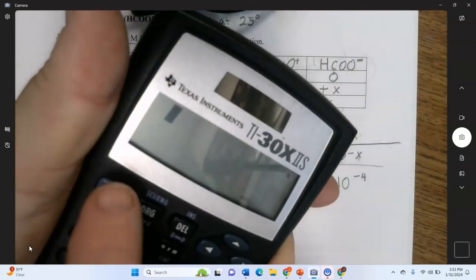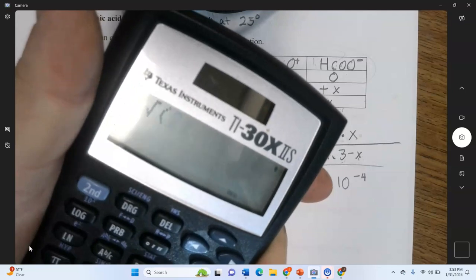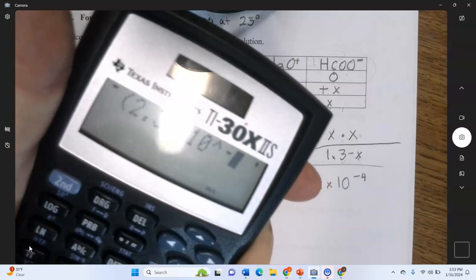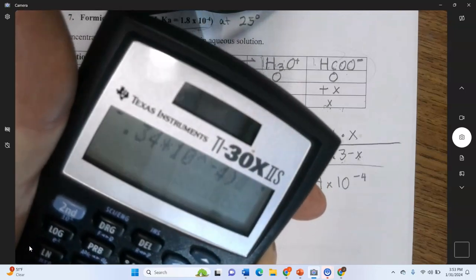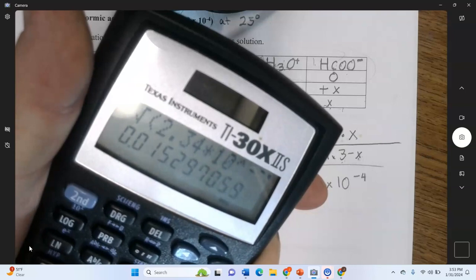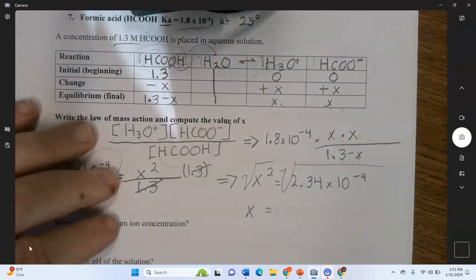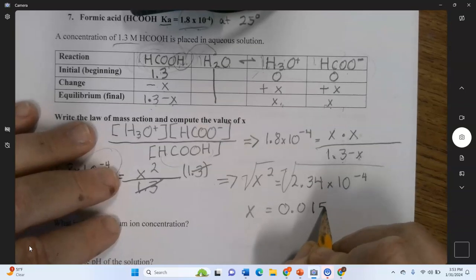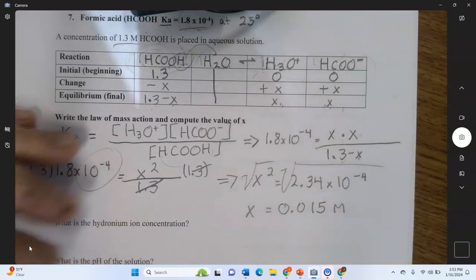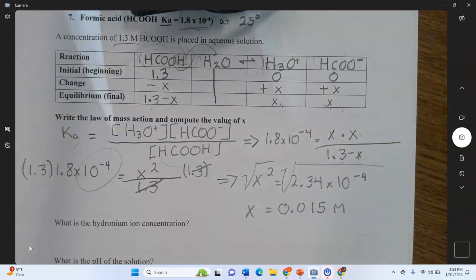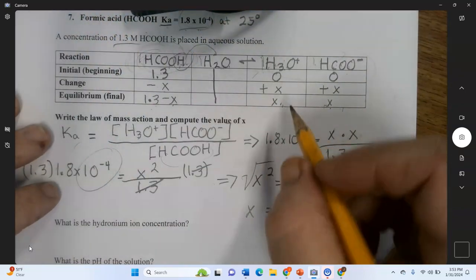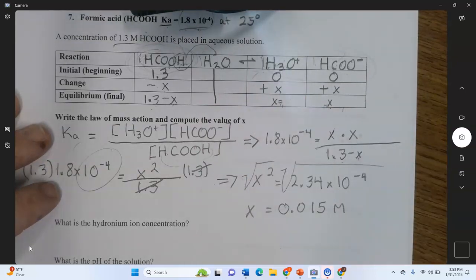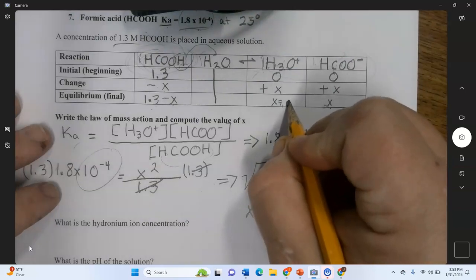So it's second X squared, 2.34 times 10 caret negative 4, close the parenthesis, and that gives us 0.015. And that's a molarity, it's a concentration. Okay, so what that tells us is that this concentration up here, which is one of the ones we're interested in for the hydronium, is 0.015. That's what X equals.